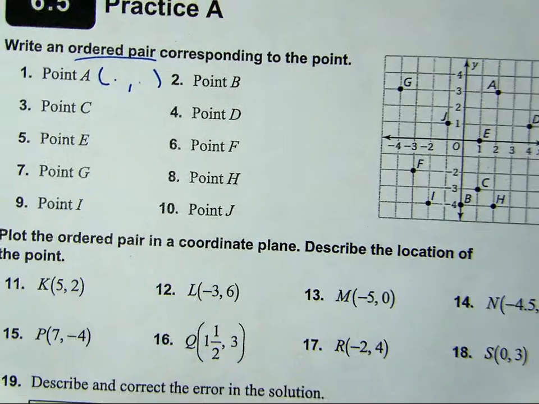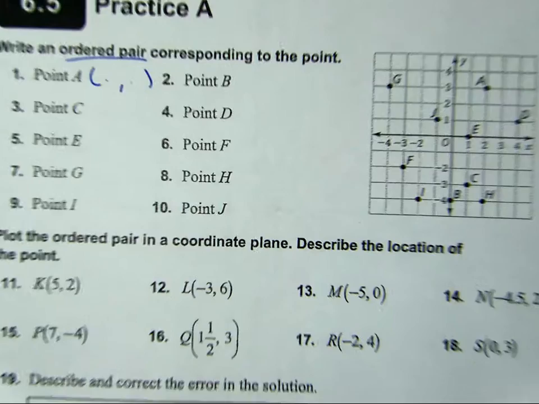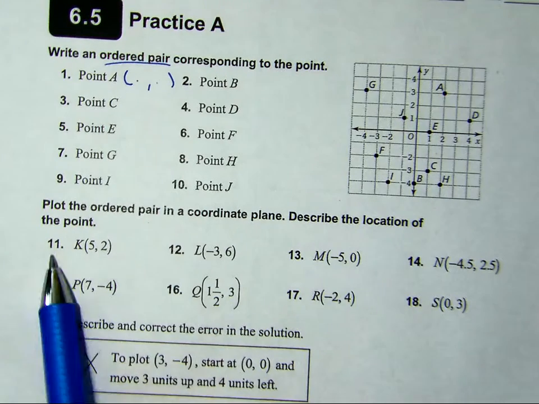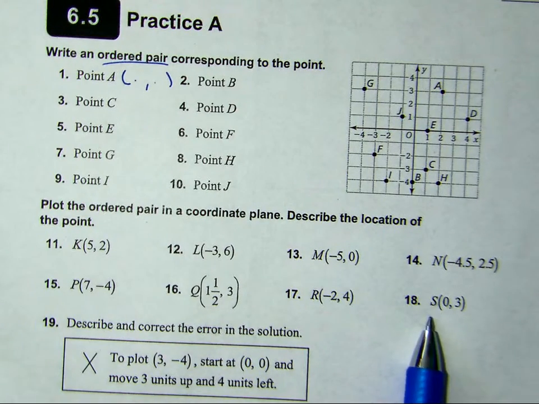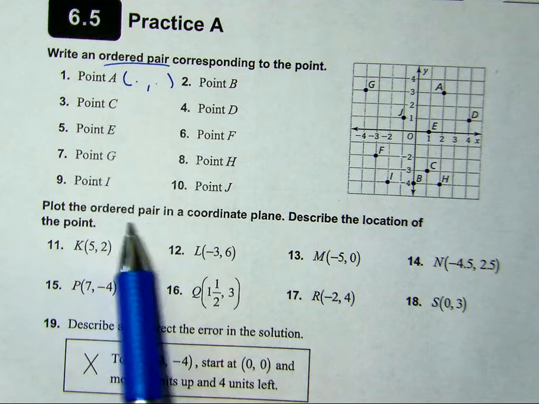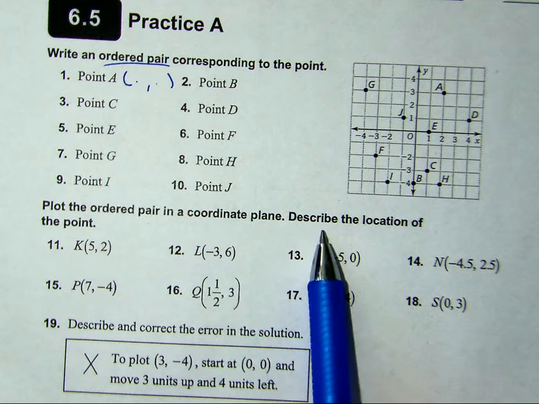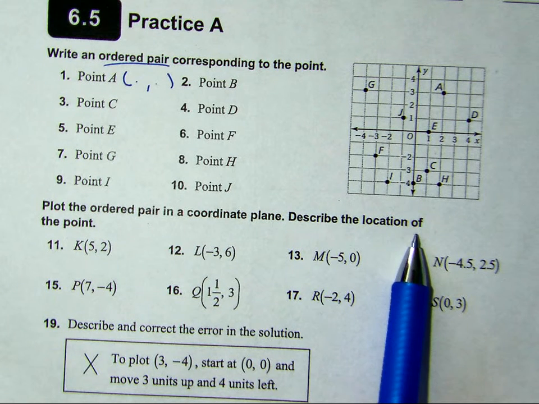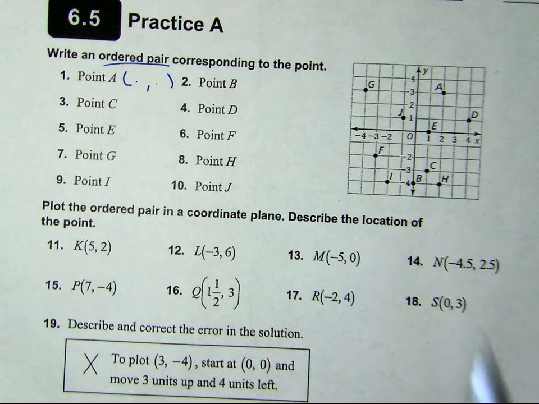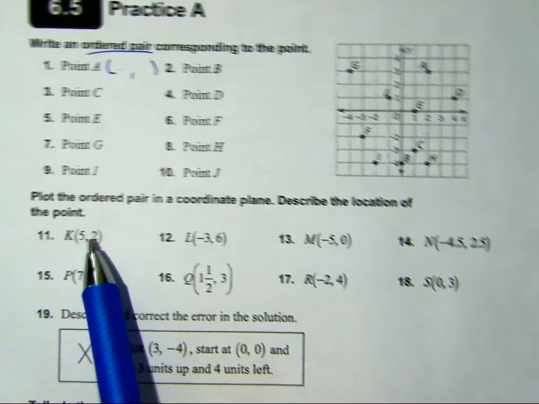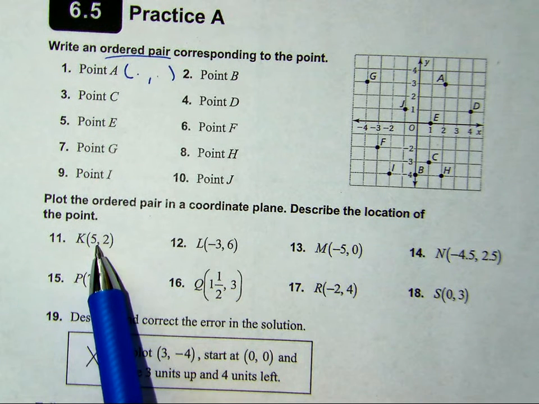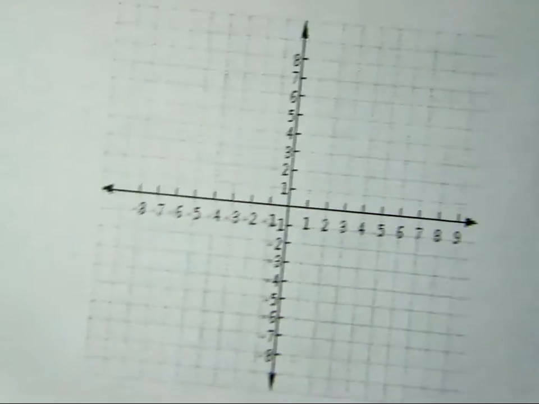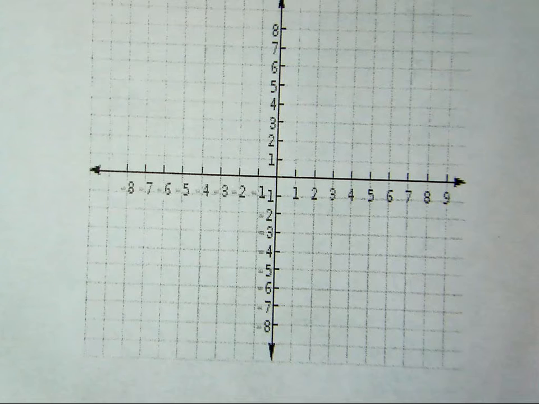Then for the next 8 problems, 11 through 18, it says plot the ordered pair in a coordinate plane. Describe the location of the point. So you need to do these 2 things in order to get full credit for these problems. So they told us K at 5, 2. So you are going to flip your paper over where I've given you a coordinate plane.